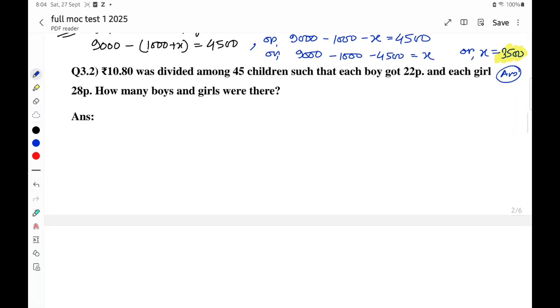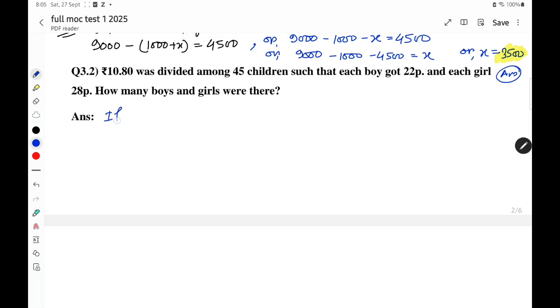Okay. 10.80 was divided among 45 children such that each boy got 22 paise and each girl 28 paise. This kind of question is already given in test 1. This is done in two different methods. First, you may take x, form an equation and solve it. Or a different way, if I consider all are boys, then from that we may find the number of girls and number of boys. First I follow the general method without the equation. Next I follow the equation.